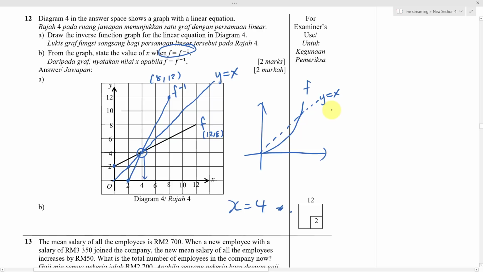Then if the question asks me to draw f inverse over here, I will just draw my f inverse, maybe in another color, as a reflection. Then when they say f equals f inverse, they are talking about the intersection point. So I will see what this x value is. Let's say this x value is a. Then I just say x equals a. They will always reflect on the line y equals x. I hope you get it.